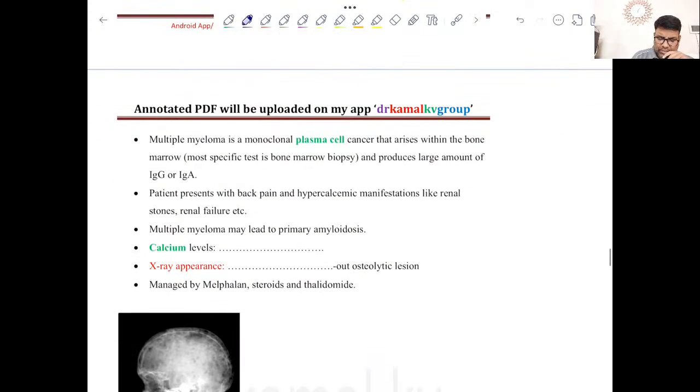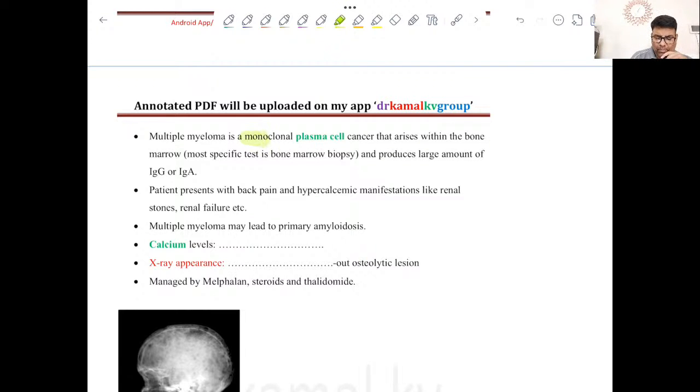Then, of course we said that it is a monoclonal plasma cell tumor. Now plasma cells are derived from B cells, right? So B cells form plasma cells. And yes, this is in the bone marrow. We know that B cells mature in bone marrow, and therefore the most specific test is bone marrow biopsy. And plasma cells are the ones which actually produce antibodies, right? So the immunoglobulins are produced by plasma cells. So B cells, plasma cells, immunoglobulin, and here we will find IgG or IgA.